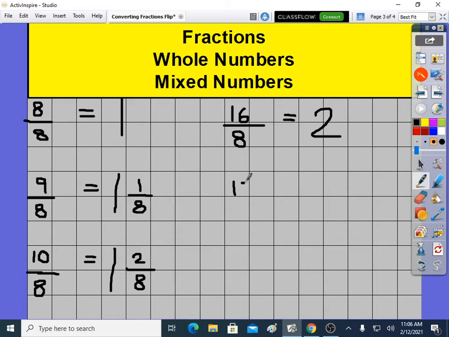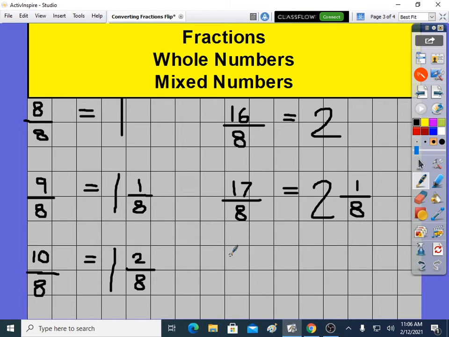If you had 17/8, which is one more eighth than the last question, you've still got two wholes because 16/8 makes two wholes, but one extra eighth left over. So this is fractions being converted to whole numbers and being converted to mixed numbers.